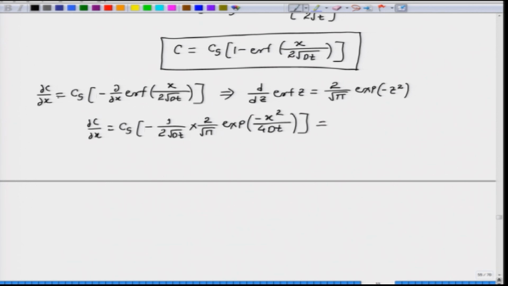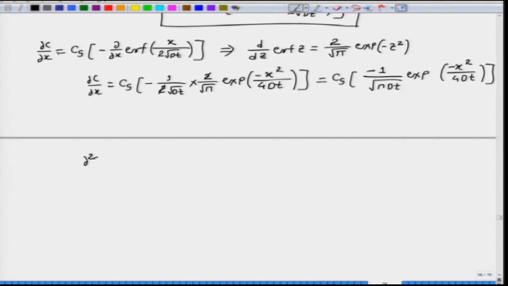which is basically this 2 will get cancelled, 1 over root pi dt exponential minus x square over 4 dt, should be a minus sign here, and then again there is a minus sign here outside. So, minus 1 over root pi dt exponential minus x square over 4 dt. So, the slope will be negative, right, because the exponential term will always be positive.